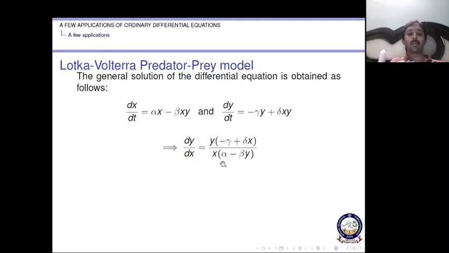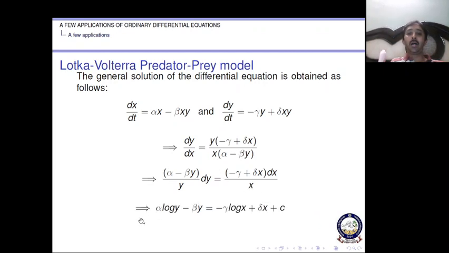So solving this can be done very easily by separating the x and y terms. So taking y terms to one side and x terms to the other side and integrating is going to give us this as a solution, which on simplification will give you this as the general solution, where c is the constant of integration. So the general solution is γ log x − δx + α log y − βy = c, where α, β, γ and δ are the constants of proportionality. Okay, now this is a general solution.